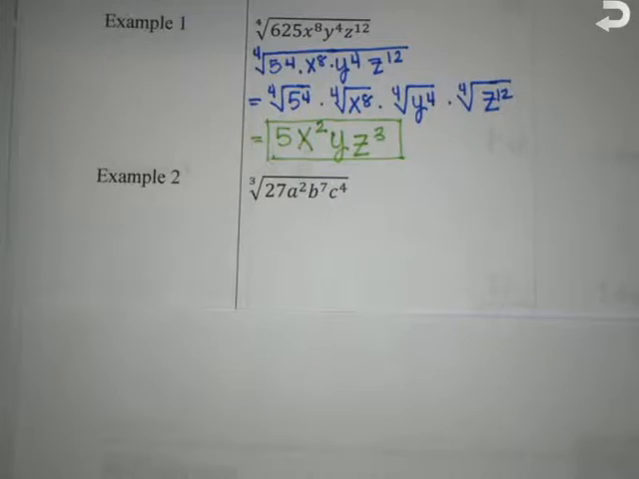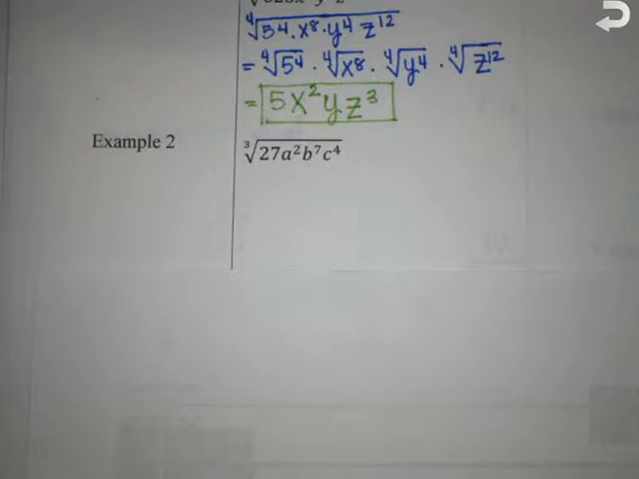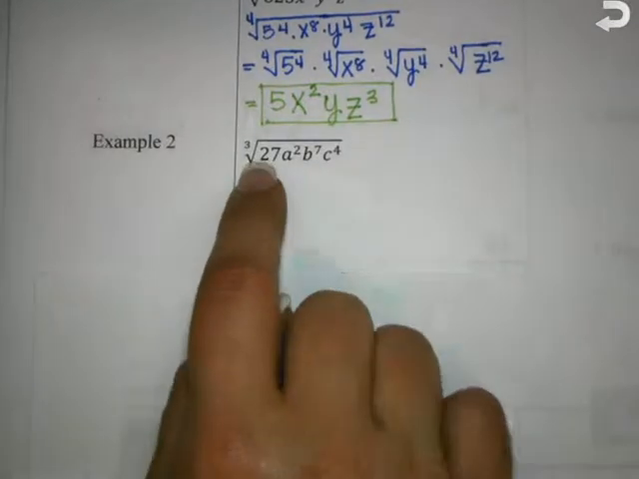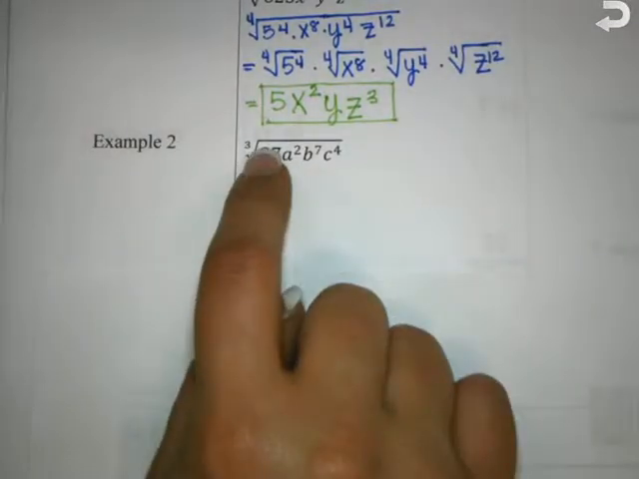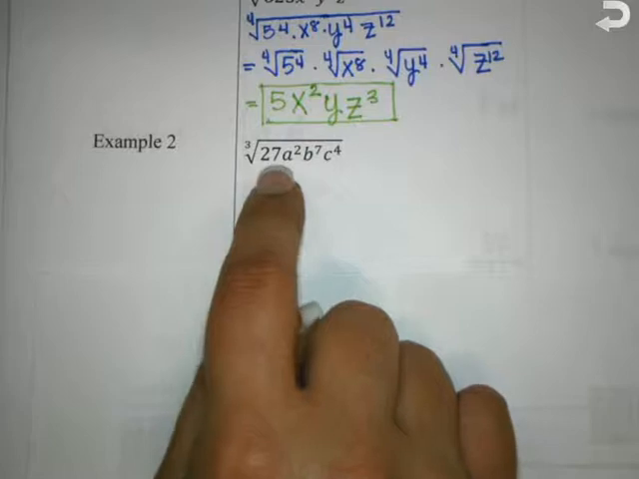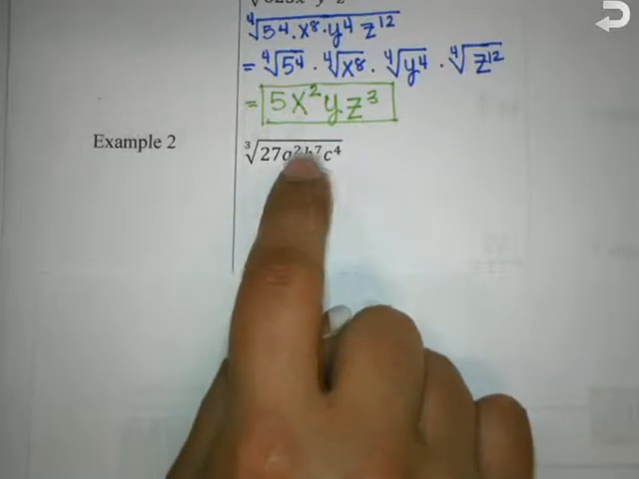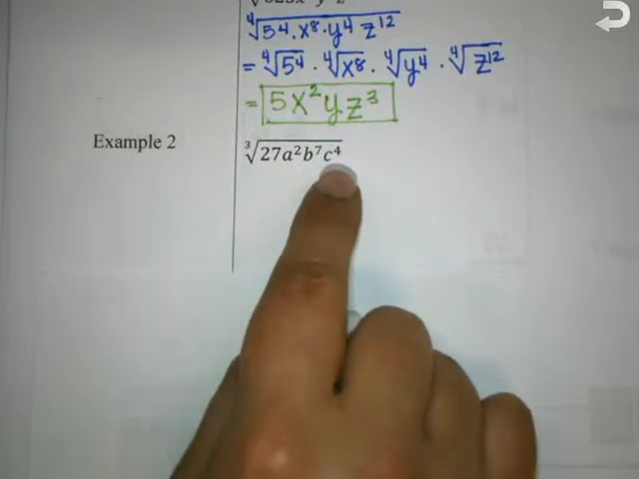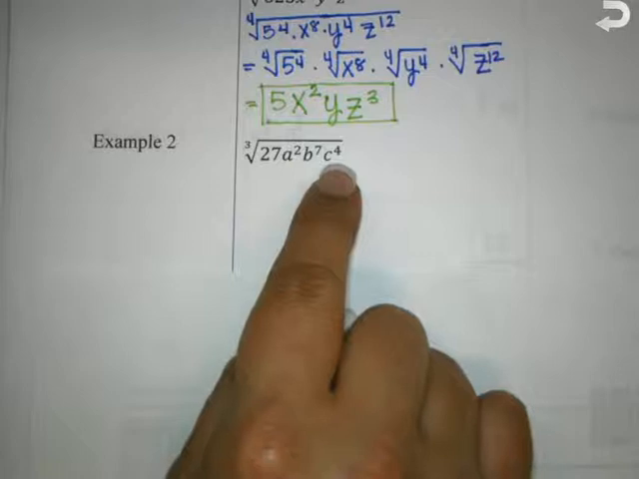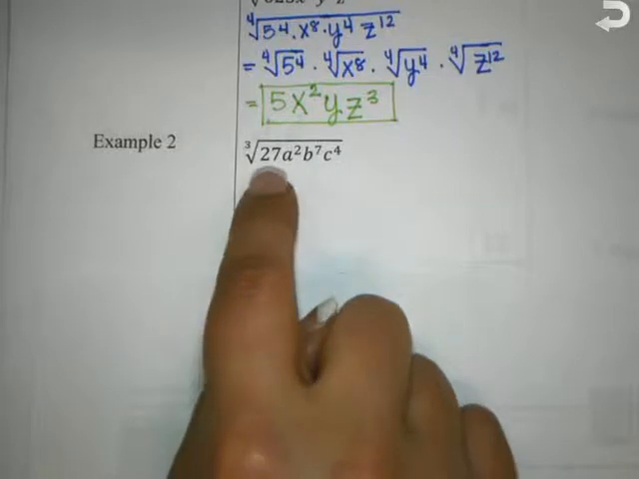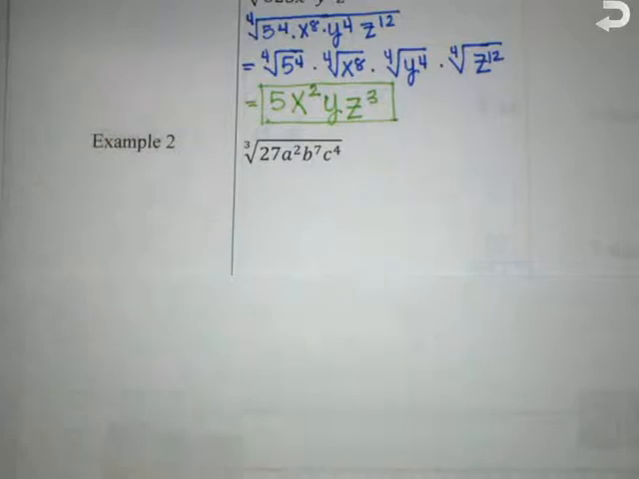Now I know it's really blurry, but we're taking the cube root, so the index is 3, of 27 a squared b to the 7th c to the 4th. Is 27 a perfect cube? Yeah, what times itself 3 times gives me, good, 3.